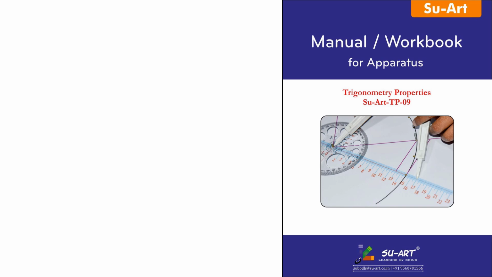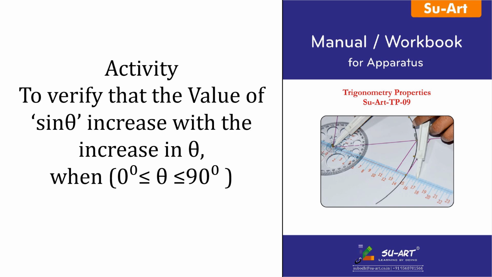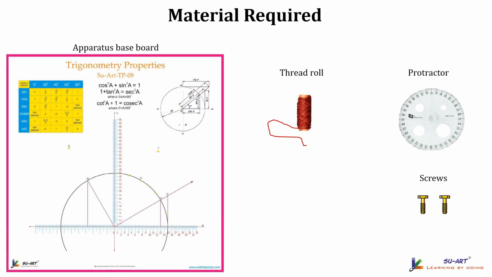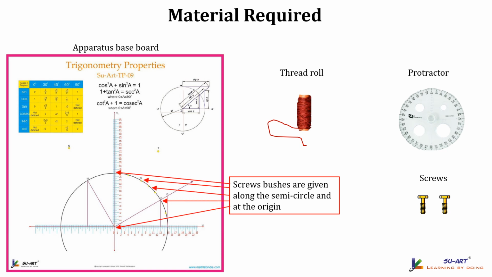In this video, we are going to learn about trigonometric properties with an activity to verify that the value of sine theta increases with the increase in theta when theta is between 0 and 90 degrees. Material required is SuArt Apparatus baseboard for trigonometric properties, a thread roll, a protractor, some screws. Screw bushes are given along the semicircle and at the origin to fix these screws.